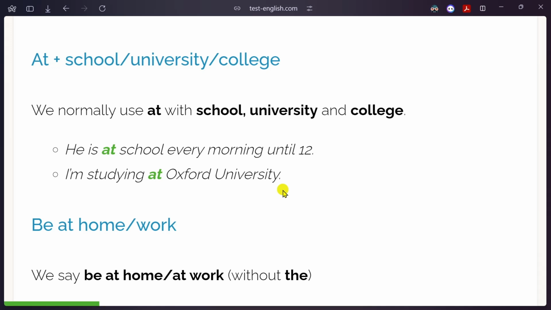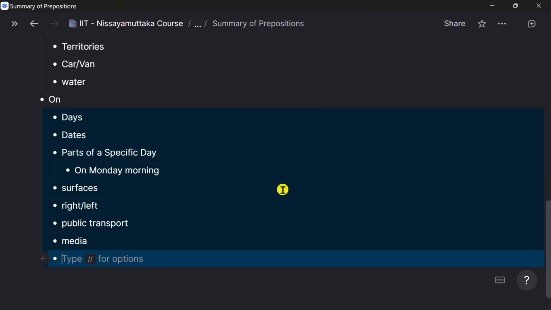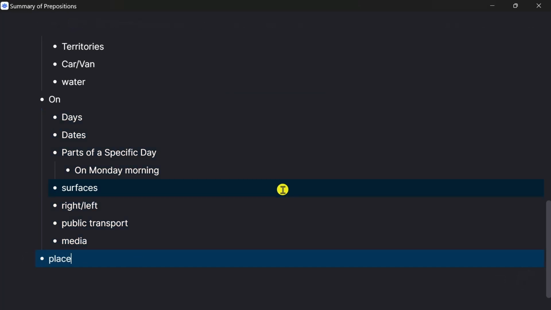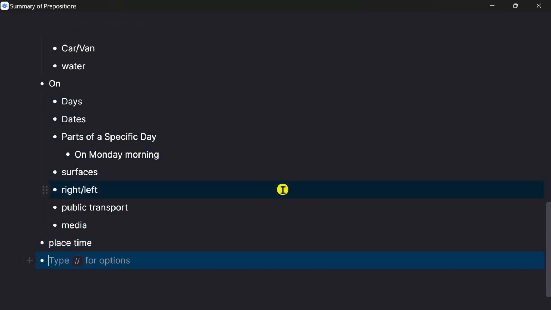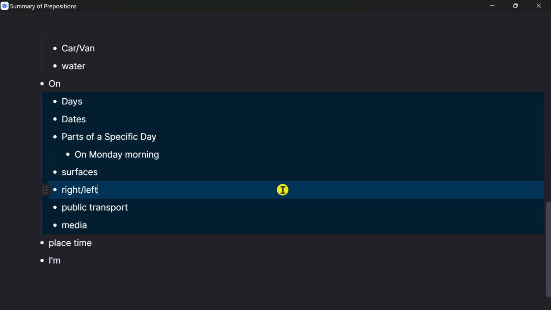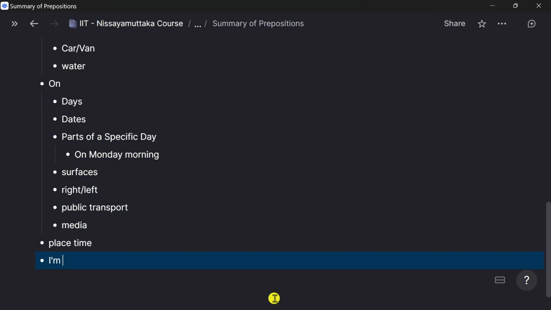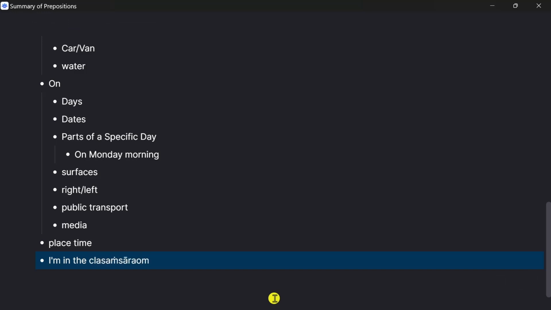What is the word order for place and time? I don't know any rule about that. Maybe you can exchange them, you can change them. For example, I'm in the classroom.